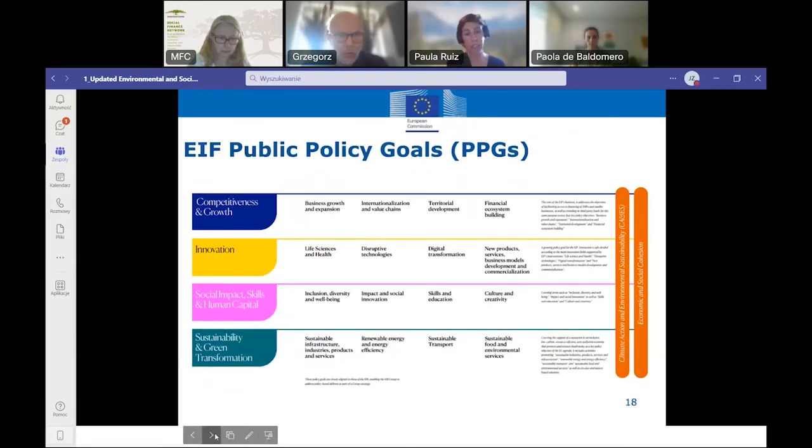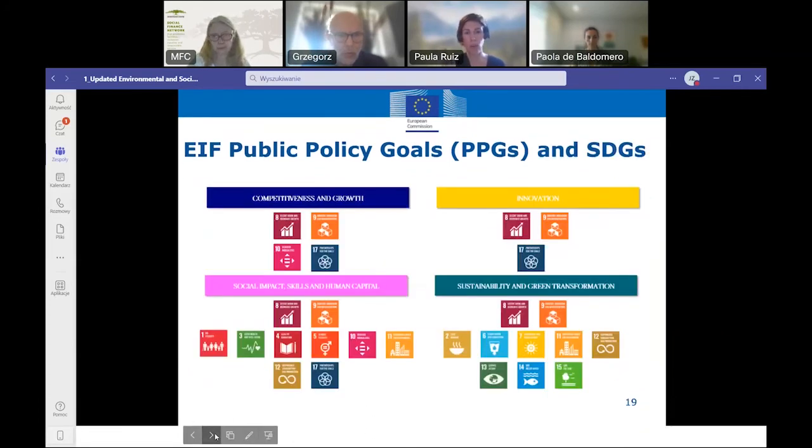What we have done is to map all our operations and transactions to the Sustainable Development Goals, so the UN Agenda for 2030. As you might know, there are 17 SDGs and 169 SDG targets. We have mapped our type of intervention to 49 SDG targets out of these 169.